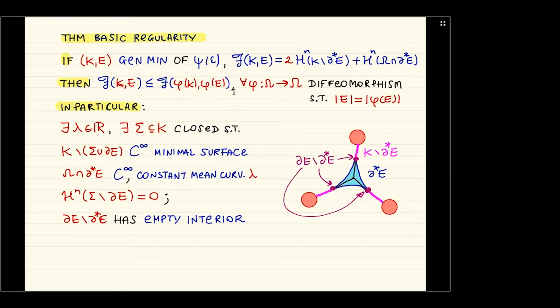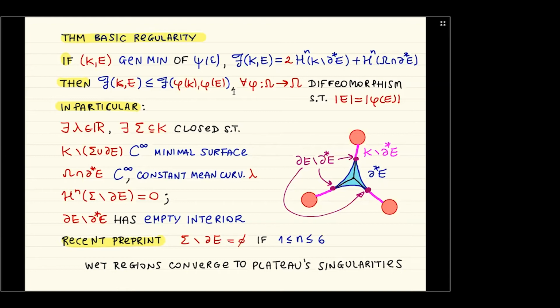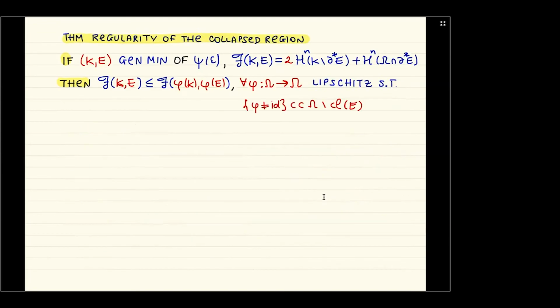But you can do better. Let me explain in the next slide the results contained in a recent preprint, where we show that the singular set outside of the closure of the wetted region, in the collapsed region, is actually empty in all the physical dimensions, for example. So let me explain this.